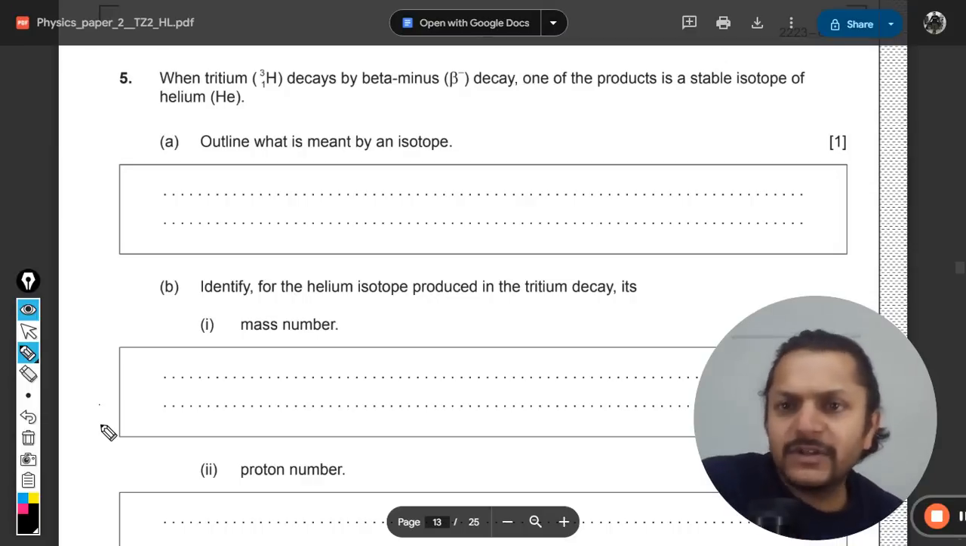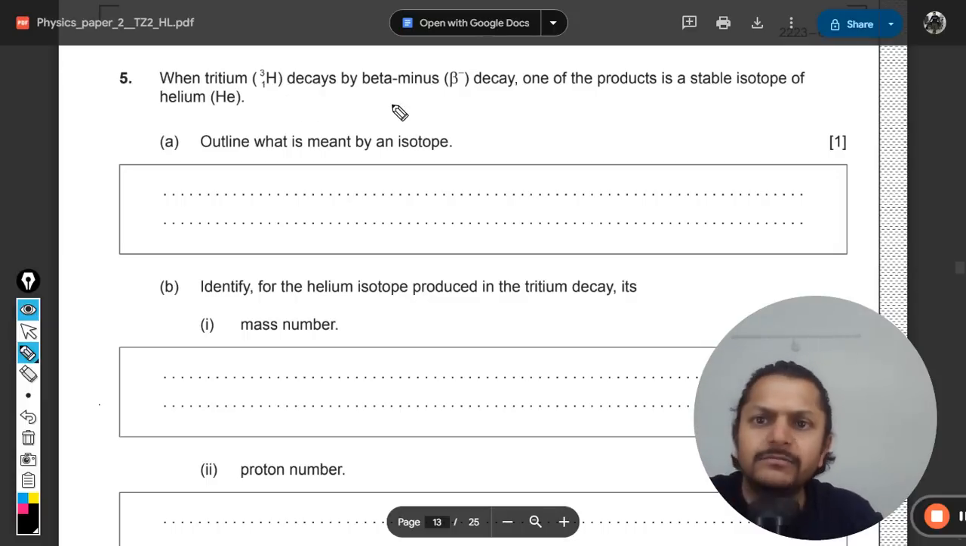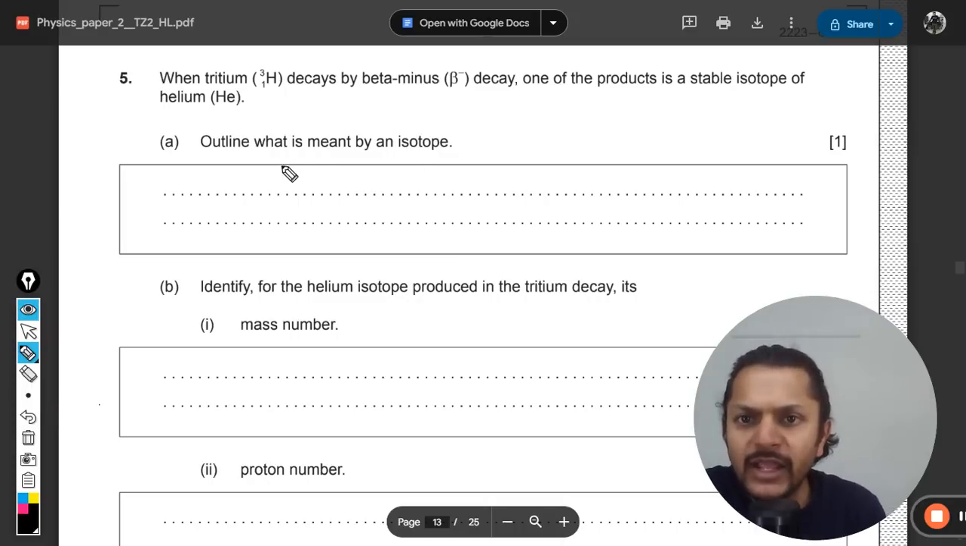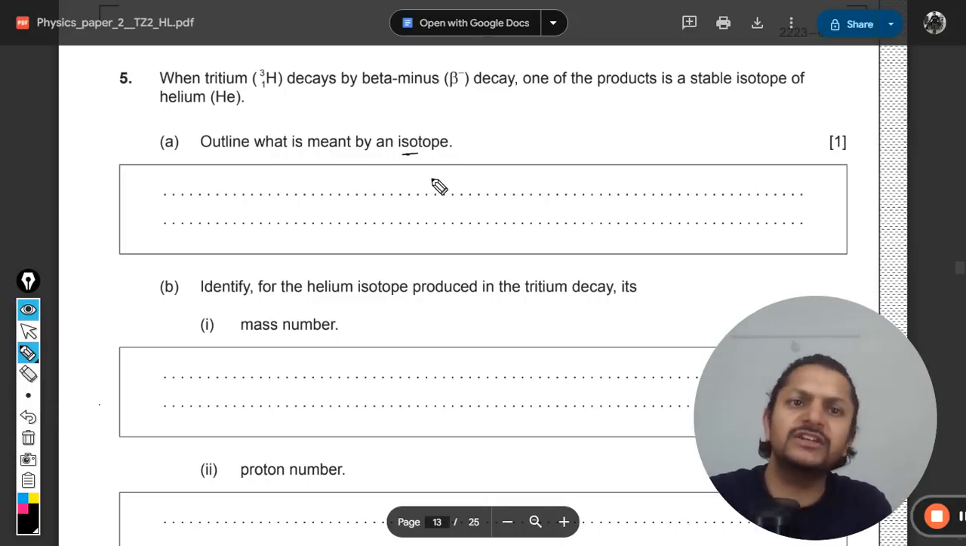Okay, dear student, let's see what is there in this question. When tritium decays by beta minus decay, one of the products is a stable isotope of helium. Outline what is meant by isotope. So first question is, what is an isotope?